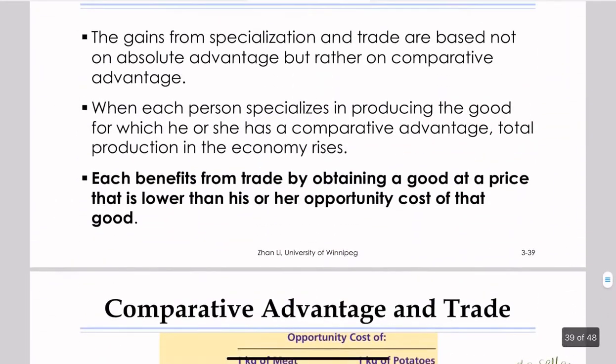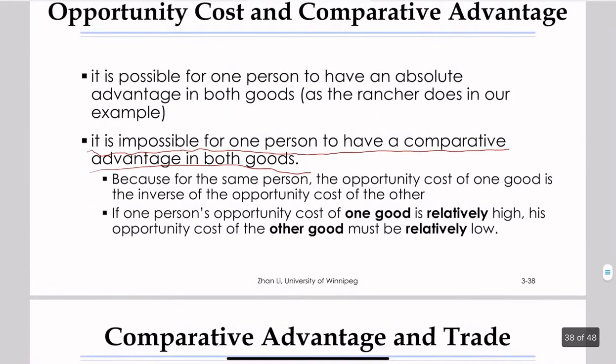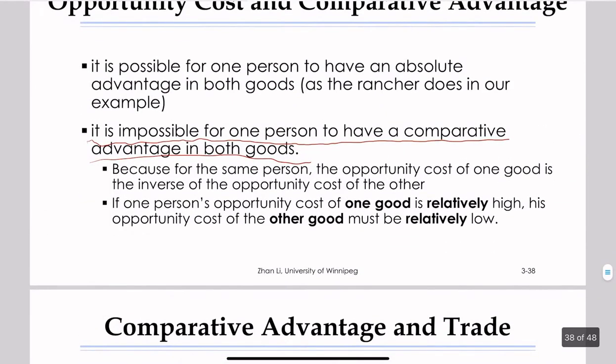And we also talked about an important result. So let me find where this is. So the second result is about this. It is impossible for one person to have a comparative advantage in both goods, right? So this is true in the case of rancher and farmer. We find out if the rancher has the comparative advantage in producing meat, then it must be true that the farmer has the comparative advantage in producing potatoes.